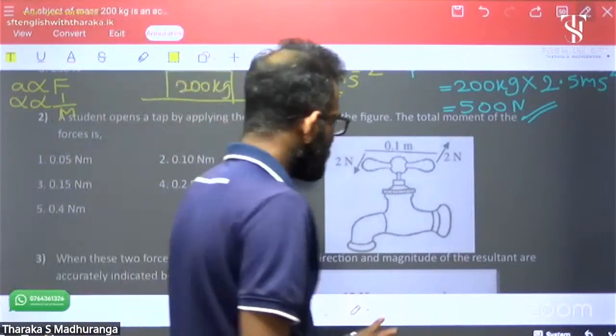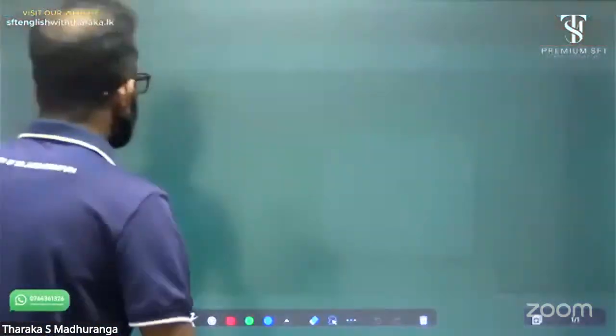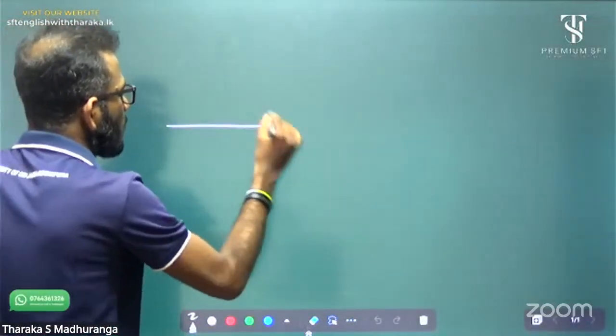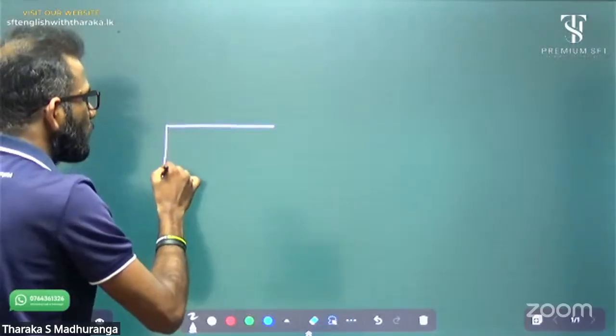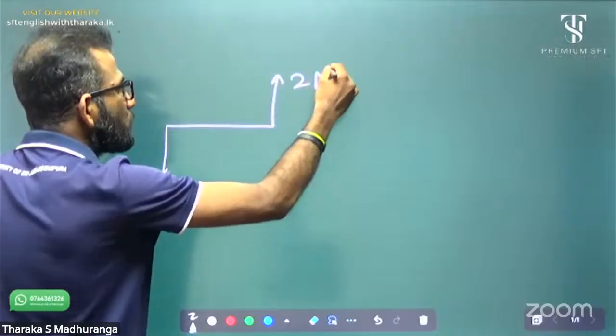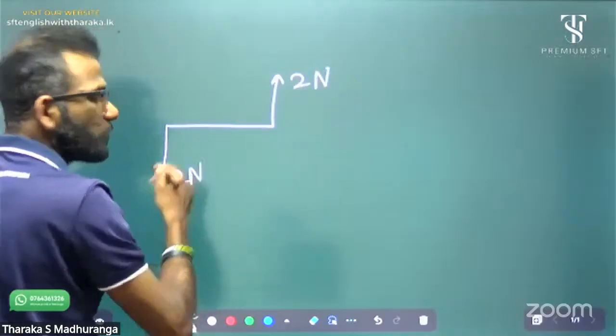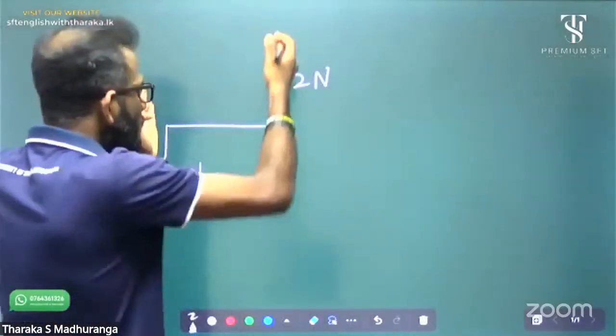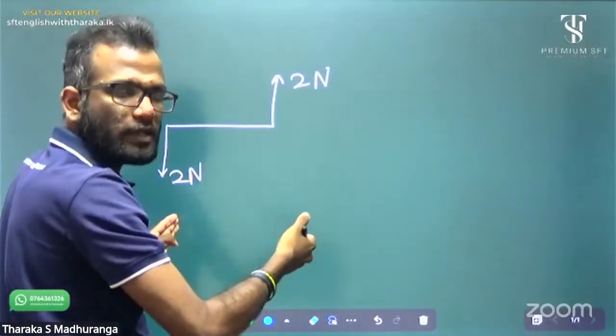Couple of force. How do we define it? Yes, we discussed in the theory lesson. Two forces acting in opposite directions, same in magnitude, 2 Newton, 2 Newton, and acting along two lines.